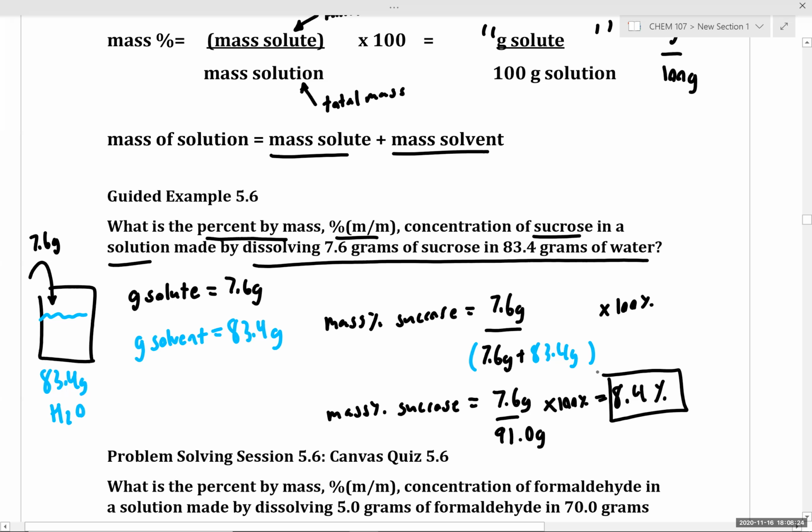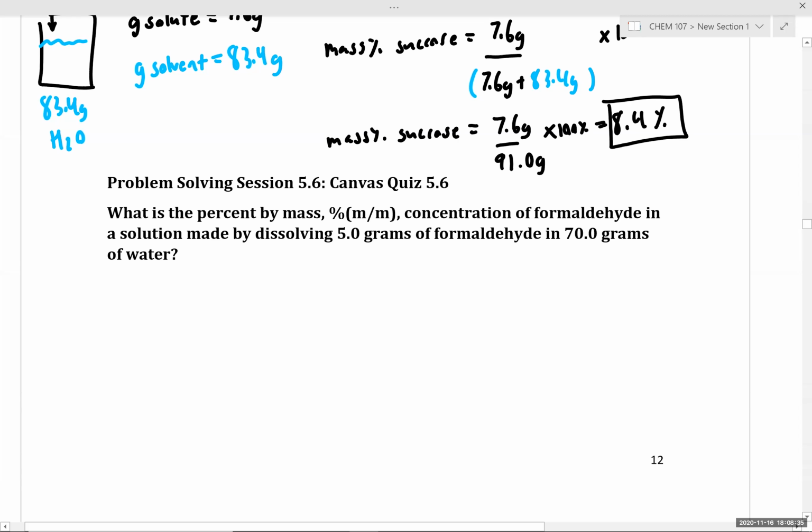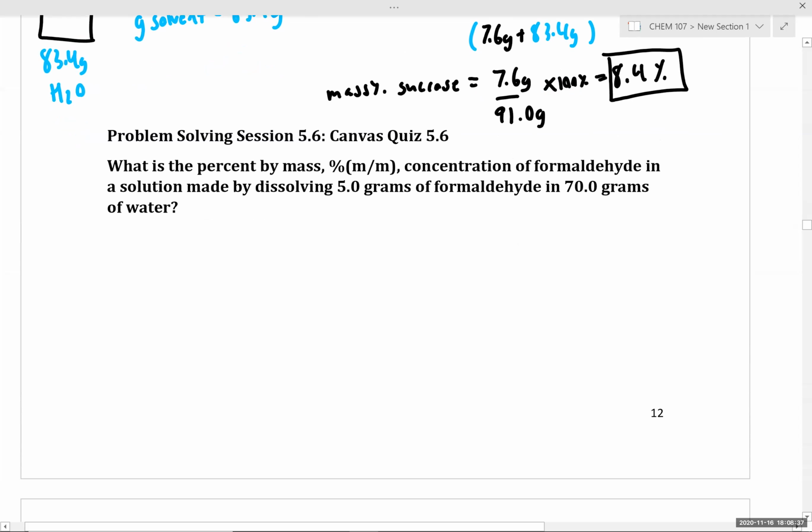Does this make sense to everyone? Does this process make sense? Yes. Perfect. So let's apply what we've just seen, and let's try to calculate the percent by mass of formaldehyde in a solution made by dissolving 5 grams of formaldehyde in 70 grams of water.